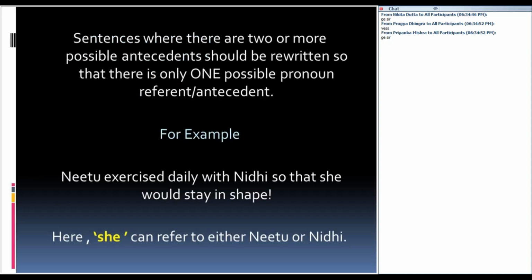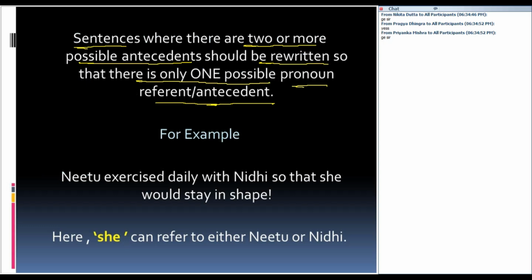So, if you have sentences where there are two or more possible antecedents for a pronoun, then you will have to rewrite that sentence because that sentence will be wrong. You will have to rewrite it so that there is only one possible antecedent or referent. It's also called a referent. Referent or antecedent means the same.